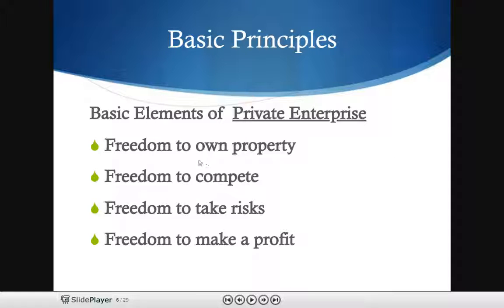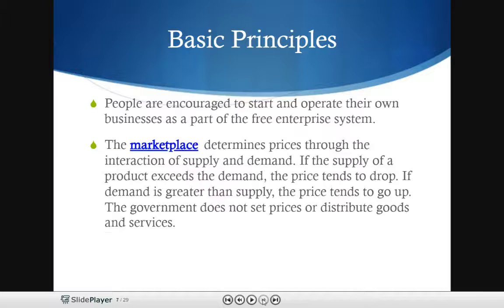Basic elements: freedom to own property, hence the reason it's called free enterprise; freedom to compete, freedom to take risks, and freedom to make a profit. Basic principles: people are encouraged to start and operate their own businesses as a part of the free enterprise system. The marketplace, or the place where people shop, online and offline, determines prices through the interaction of supply and demand. Supply being how much product is out there, and demand being who wants to buy it.